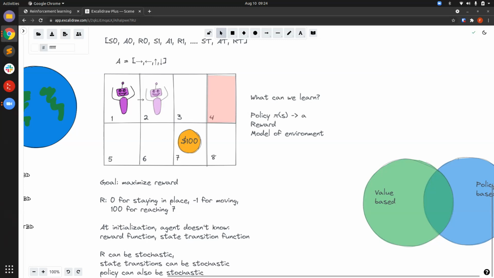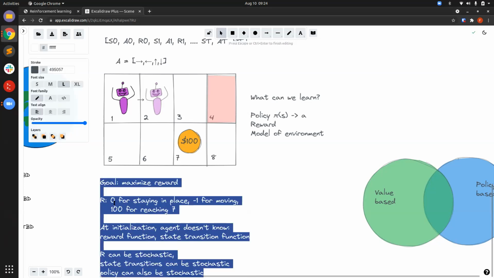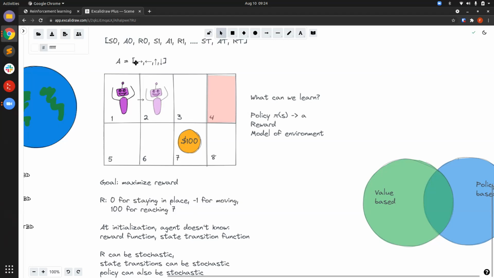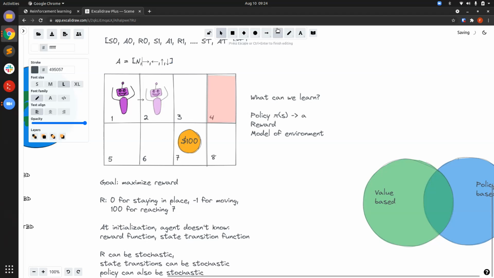Okay. So we have these rewards. The reward is 0 for staying in place, -1 for moving, 100 for reaching 7. Suppose we somehow end up in state 4. What is the best action we can take? And my choice of actions are do nothing, move right, move left, go up, or go down.